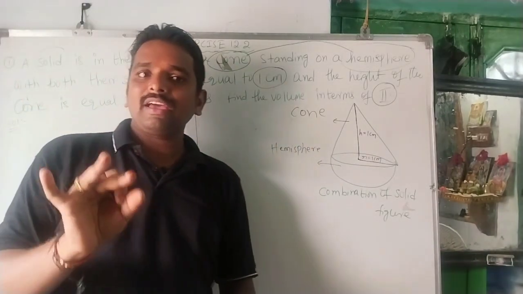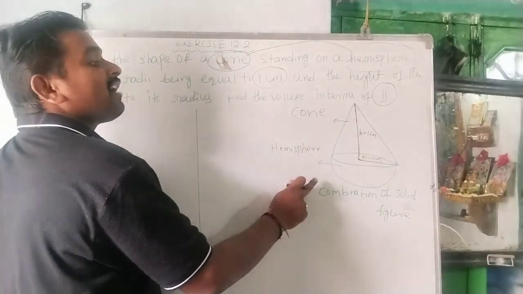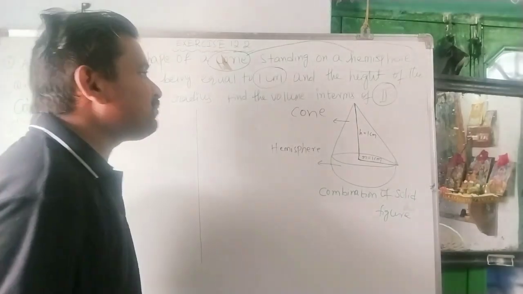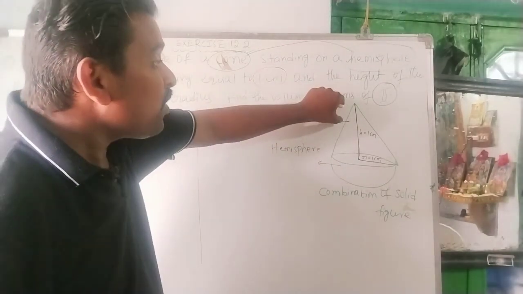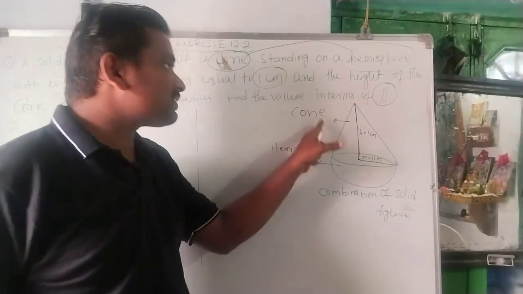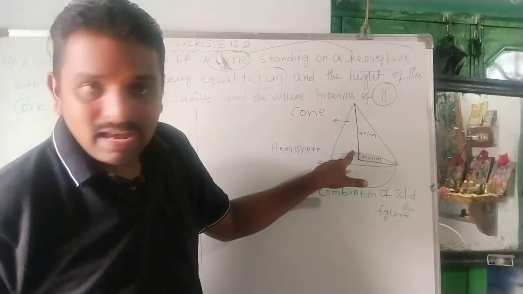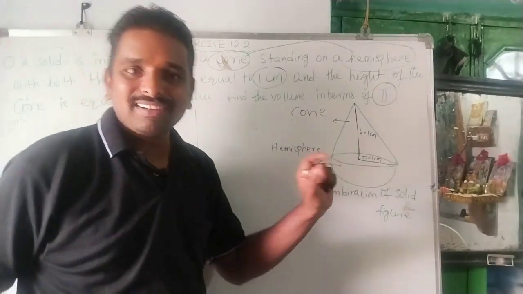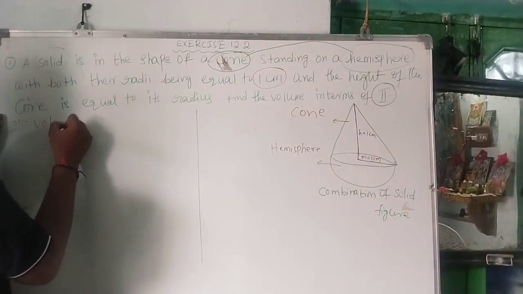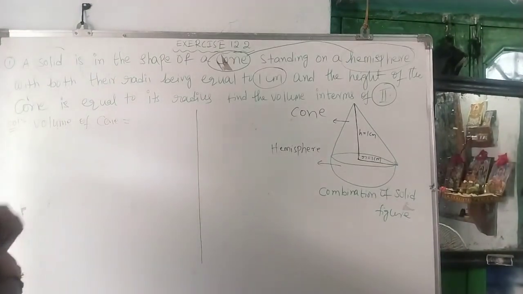I hope you understood the concept. What will we find here? We have to find the volume of the given solid figure. How will we find it? Very simple. There are two figures involved in the given solid figure. The first figure is a cone and the second figure is a hemisphere. So first we have to find the volume of the cone and next the volume of the hemisphere. What is the volume of cone formula actually?